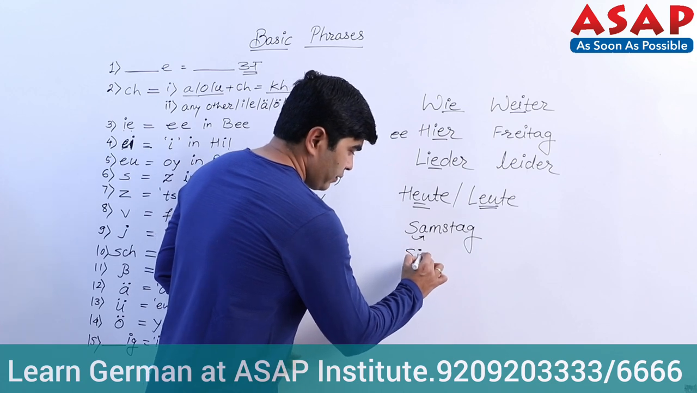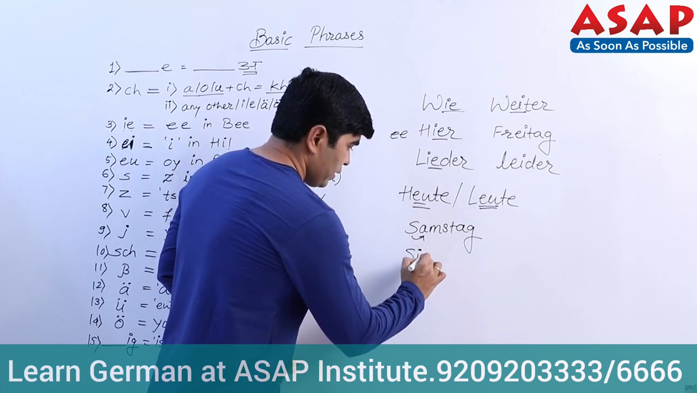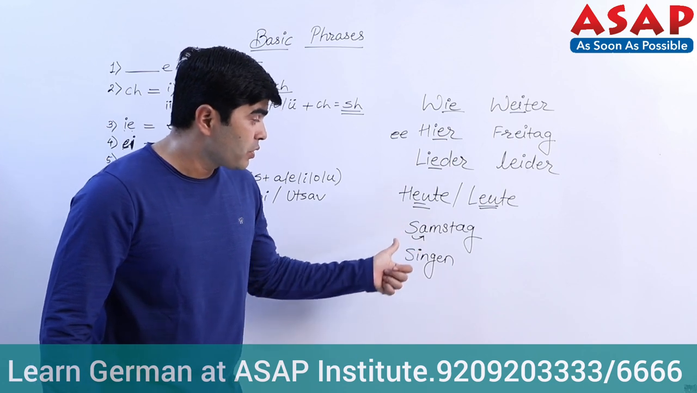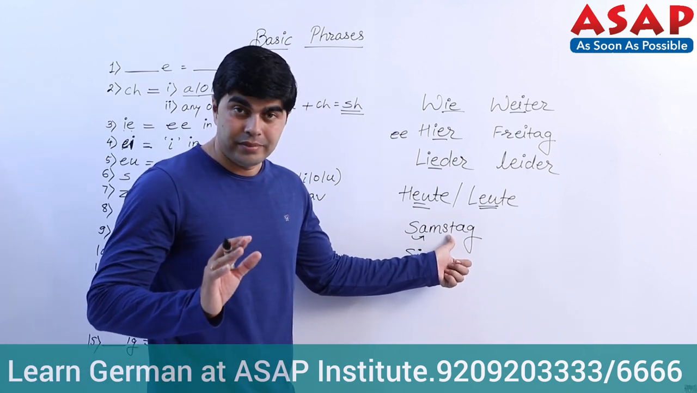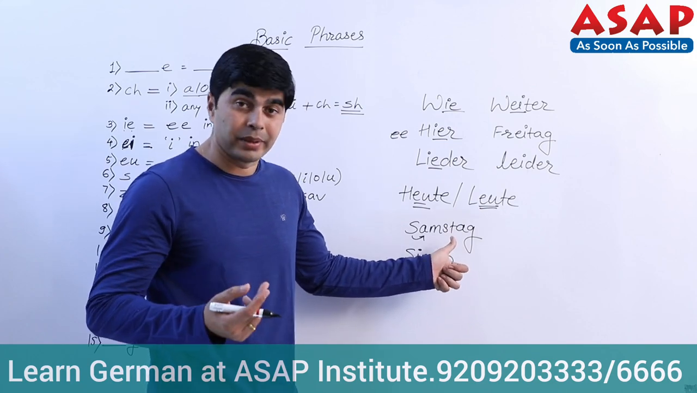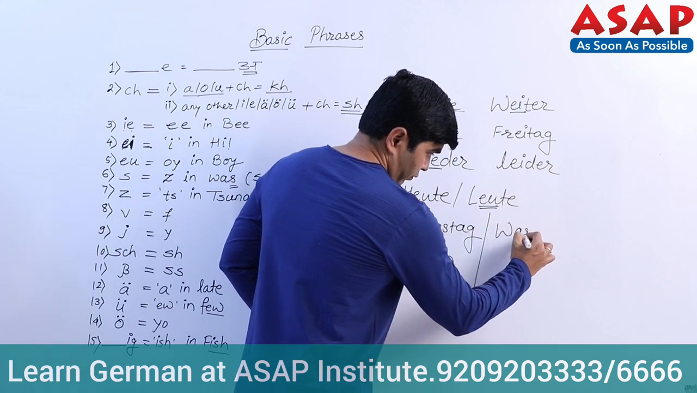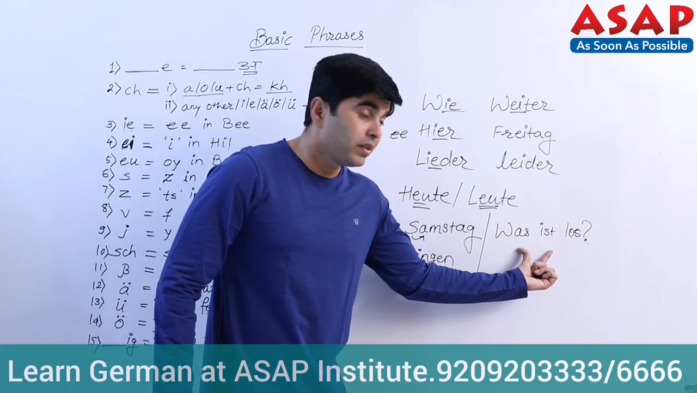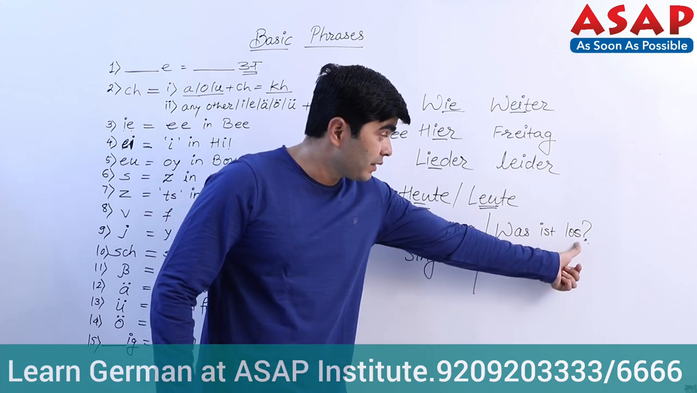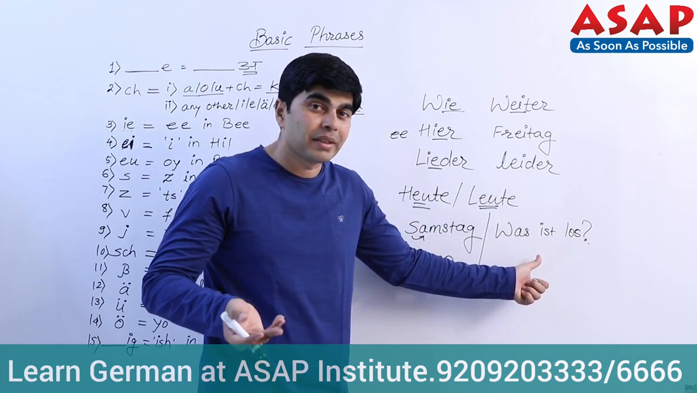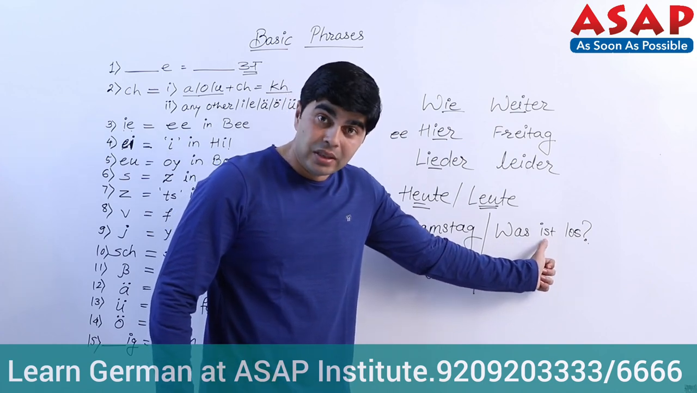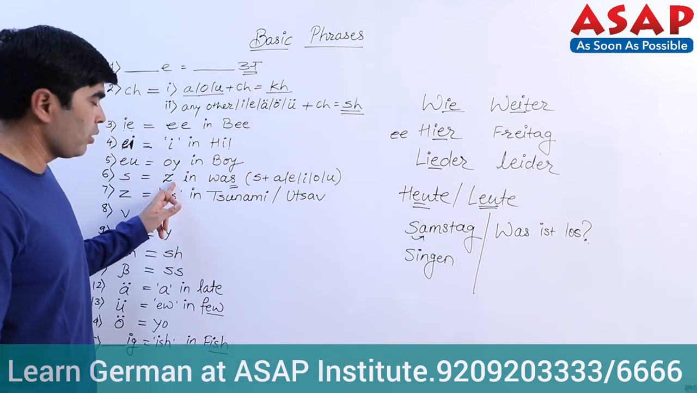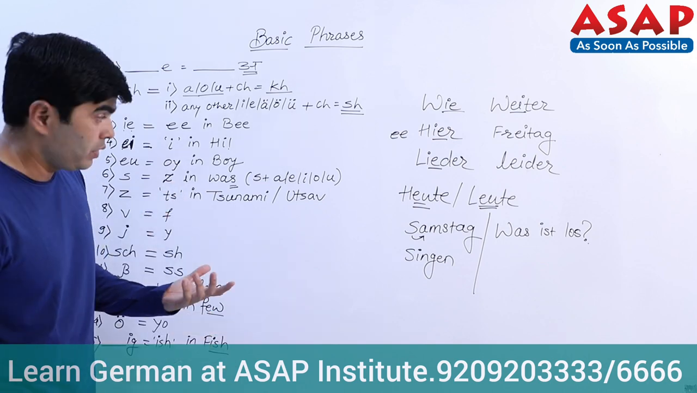Let's say here it is Zingen, S is pronounced as Z, Zingen, Samstag. But this S is pronounced as a normal S. So you can understand that only if there is a vowel after S is it pronounced as Z. Another example: Was ist los? There are three S in this, but none of the S has a vowel after it. So it is simply was ist los. Got it? I hope you understood when to say S as z and when as s.